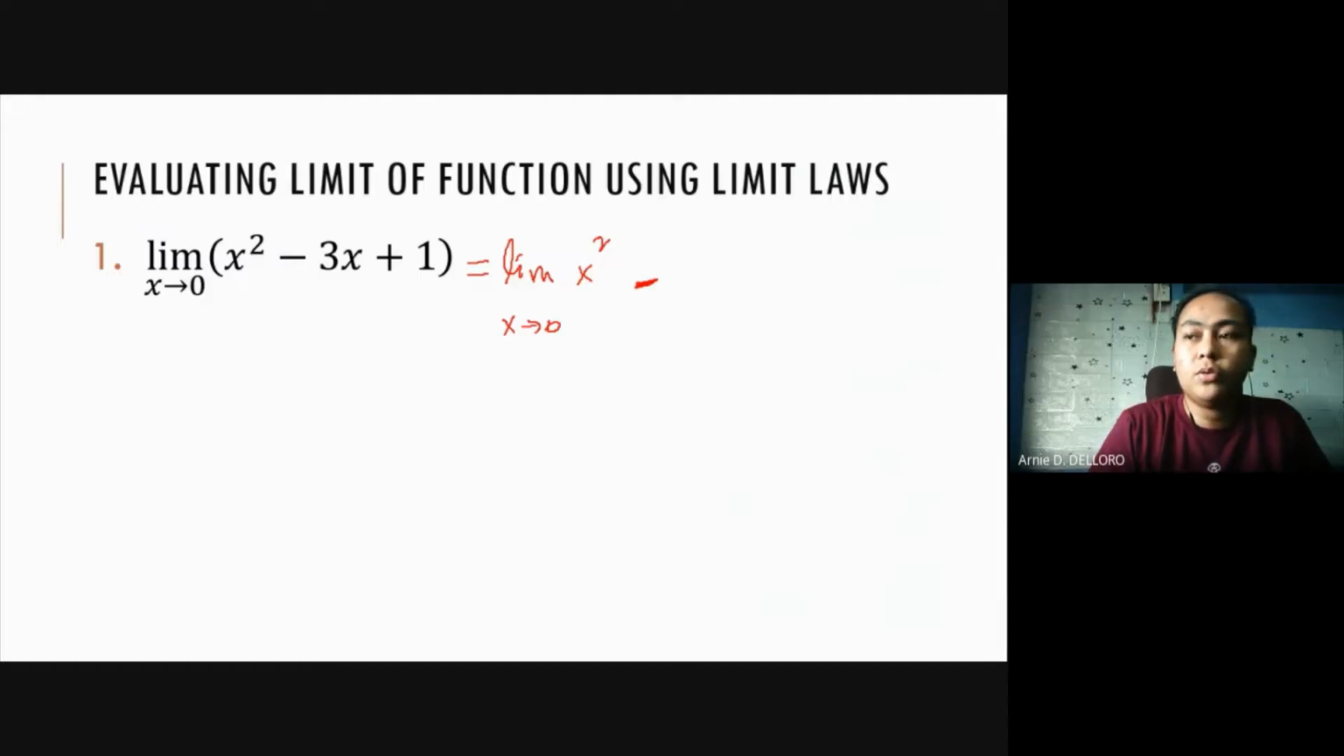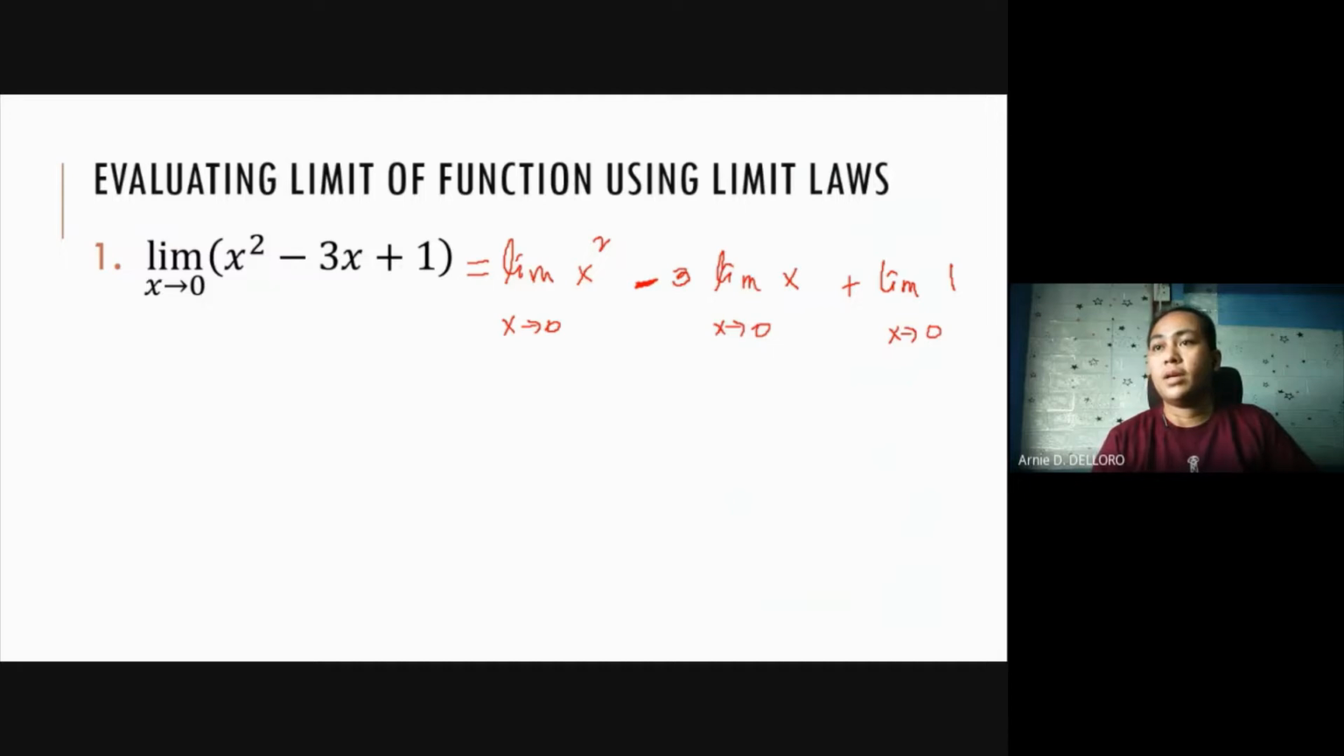I'll apply here the third limit law: the limit of a constant times the function as x approaches a is equal to the constant times the limit of the function. So I can write it as 3 times the limit of x as x approaches 0, plus the limit of 1 as x approaches 0. Didn't we use the limit laws?